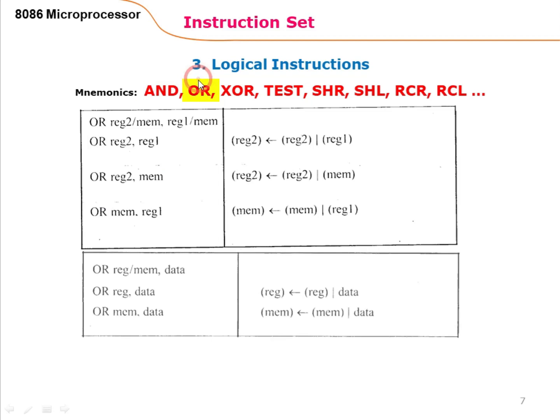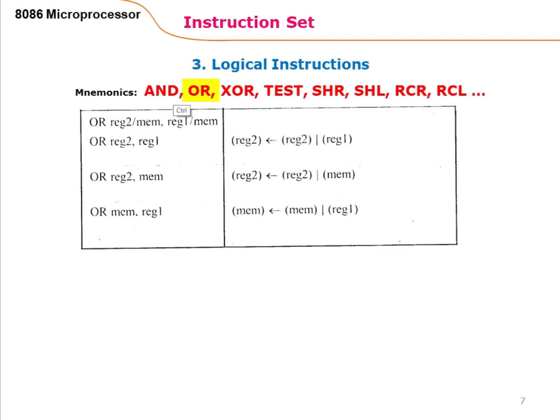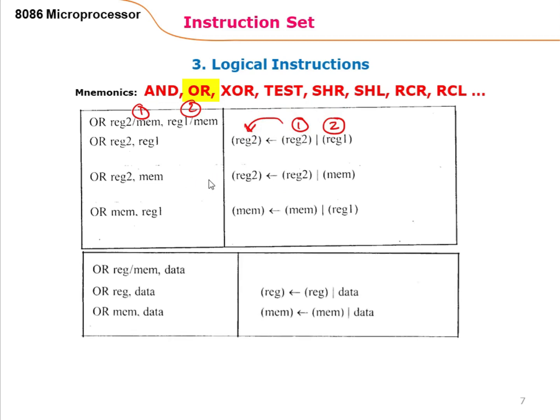The next logical instruction is the OR instruction. In the OR operation, similar to the AND operation, the first operand may be a register or memory, and the second operand may be a register or memory. We cannot combine memory and memory as first and second operands. Here the contents of register 2 are ORed with the contents of register 1 and the result is stored in the first operand location. Similar things happen with the other examples also.